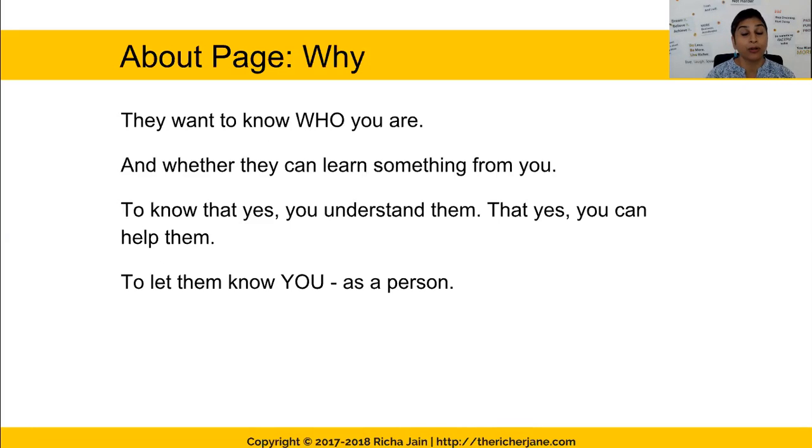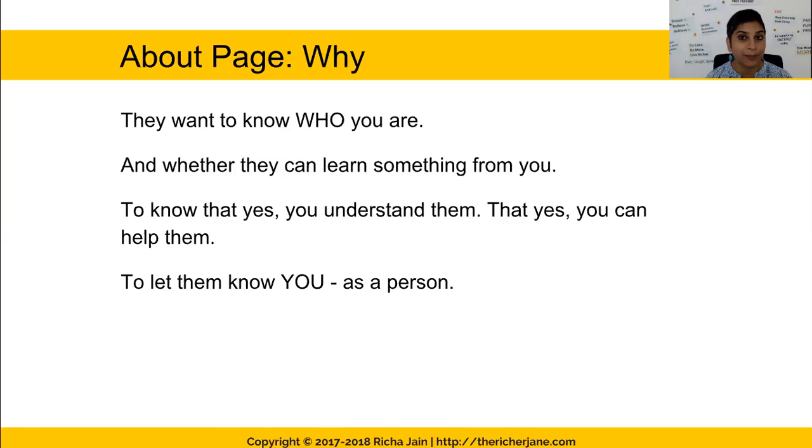Next up, why did they come here? Because they saw you somewhere on the internet and they want to get to know more about you. They want to know whether you're someone worth following, whether they can learn something from you. They want to know that, yes, you understand them, that, yes, you can help them. And they want to know more of you as a person.